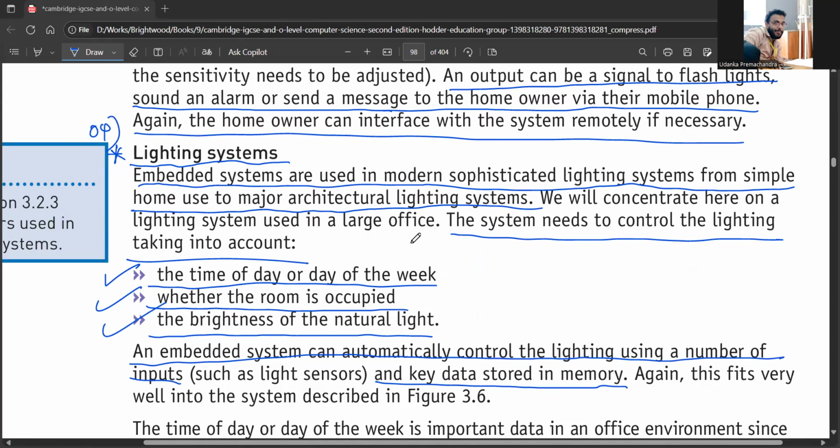So you can write like that. Lighting systems are one of the examples of embedded systems at last. I think you already wrote this one, no?